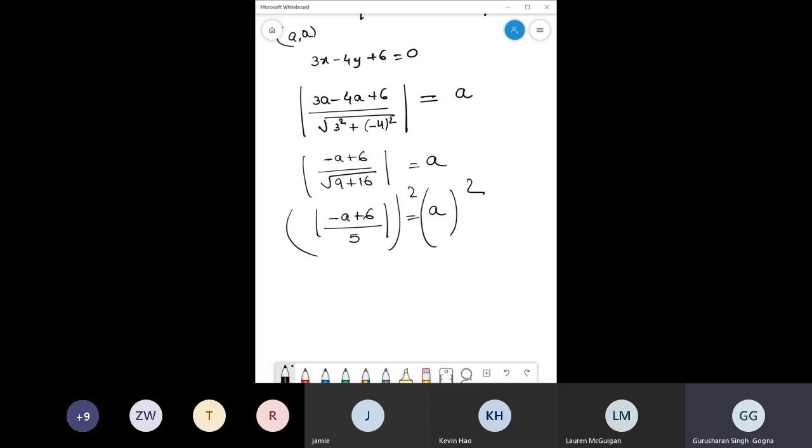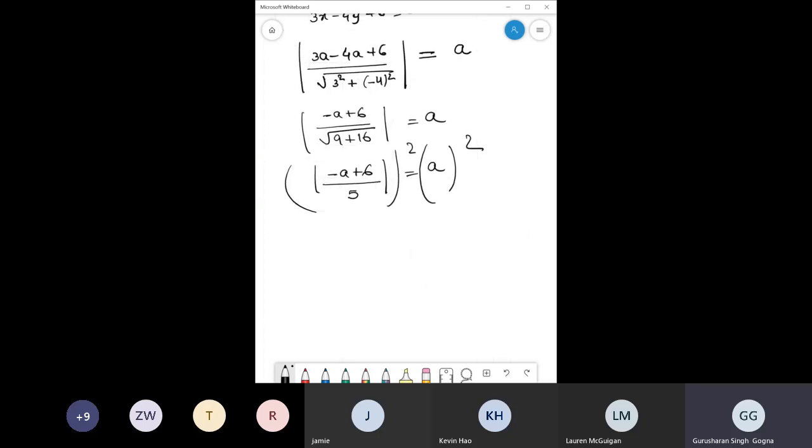So we cannot just say minus a plus 6. You need to square it, because even if it is negative, the square would be positive. That's why you have to square both sides. So minus a plus 6 whole square over 25 equals a square, and then you solve this. How will you solve this? Minus a plus 6 whole square: if you want, you can multiply as two brackets. Otherwise, you will get a square minus 12a plus 36 over 25 equal to a square.